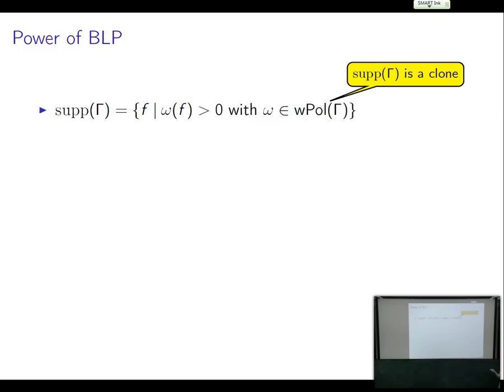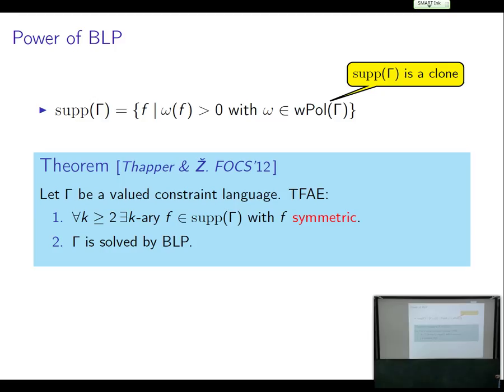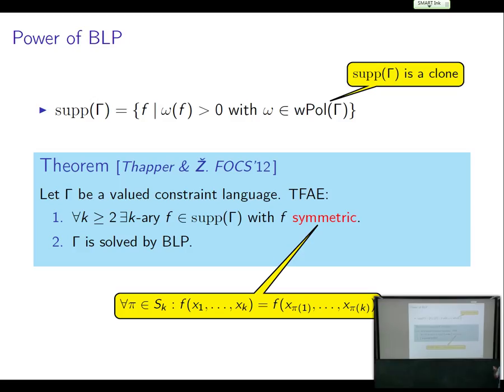What do I mean by that? It's a set of operations that is closed under composition and contains all projections. So it has some nice algebraic structure. And the first result I want to mention here from a few years ago, obtained together with Yuan Tapa, is the following. Gamma can be solved by BLP, which means any optimization problem where the objective function consists of functions coming from gamma can be solved exactly using the BLP, if and only if the following condition holds. So for every k at least 2, there's a k-ary operation in the support of gamma that is symmetric, by which I mean the order of the arguments doesn't matter.